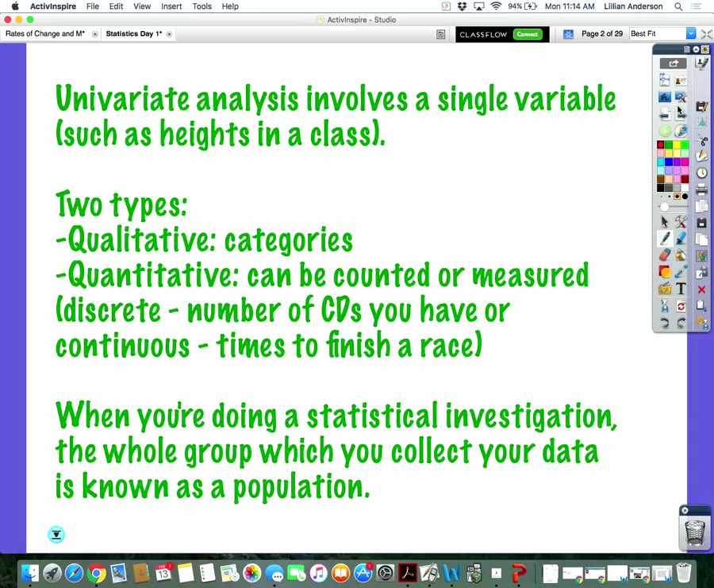We never talked about the difference between continuous and discrete when we were talking about probability, so it's the same type of stuff. When you're doing a statistical investigation, the whole group from which you collect your data is known as a population. Okay? So if the questionnaire refers to the population of 200 people, then you're talking about the whole group from which you collect your data. Okay? Your vocab words before we get into the goods.